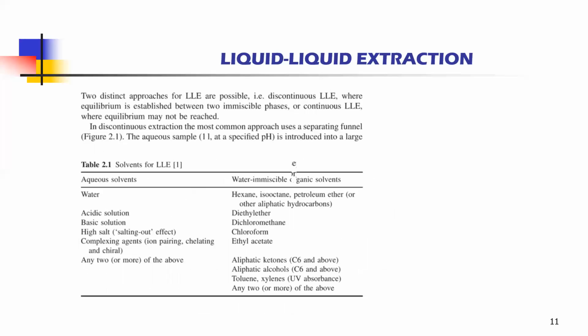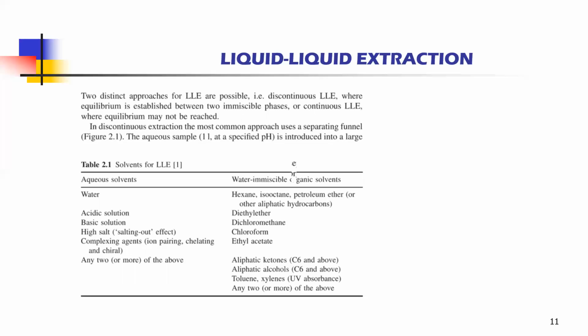Two distinct approaches for liquid-liquid extraction are possible: discontinuous liquid-liquid extraction, and continuous liquid-liquid extraction. These are the two ways by which we carry out liquid-liquid extraction. The discontinuous one is what we have classically studied in the solvent extraction process. Discontinuous indicates that an aliquot is taken and extracted using a separating funnel, where equilibrium is established between two immiscible phases. In continuous liquid-liquid extraction, equilibrium may not be reached.